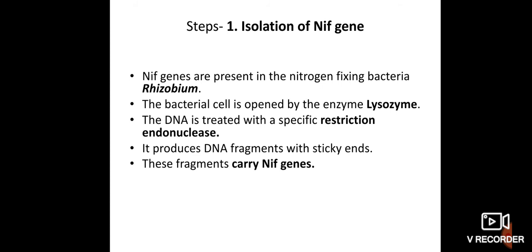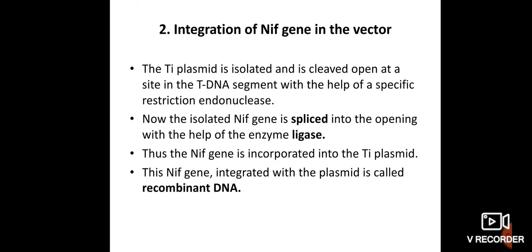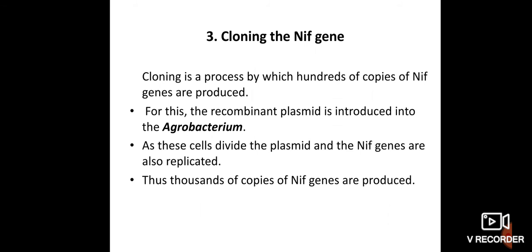Now let us come to the steps in the construction of recombinant DNA using the NIF gene. The first step is isolation of the NIF gene. The second step is integration of the NIF gene in the vector. First you are taking out the NIF gene, then you are putting this NIF gene inside the vector plasmid and then cloning the NIF gene.